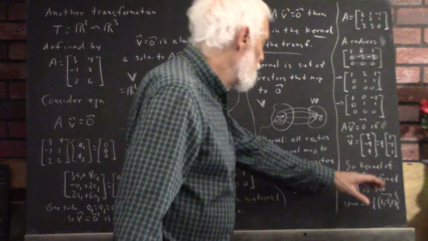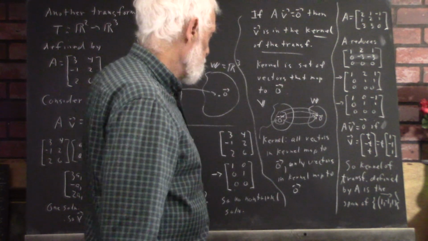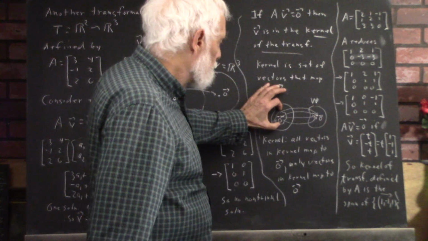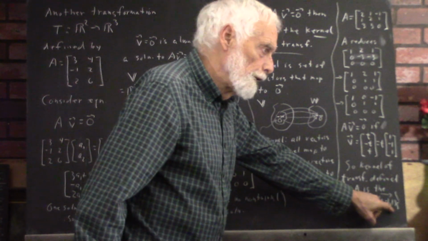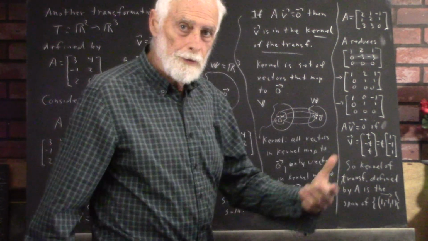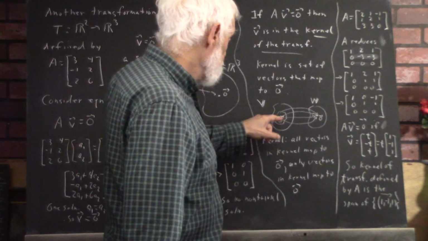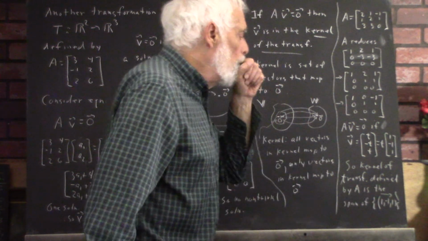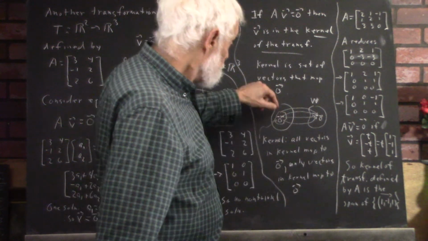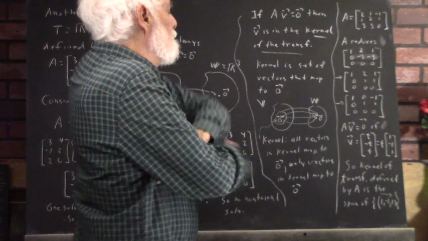Okay, so now if A is the defining transformation here, then the vectors that go in the kernel and map to 0 are the multiples of 1, negative 1, 1. Now one possible multiple is the 0 vector. 0 times 1, negative 1, 1 is the 0 vector. But any other multiple of 1, negative 1, 1 is in the kernel.